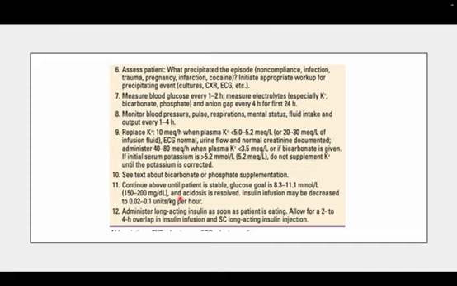Fluid therapy is the main treatment. First 2 to 3 liters in the first 2 hours. Initially you can give 250 ml per hour, then followed by 100 to 150. You should maintain sugars around 150 to 200.